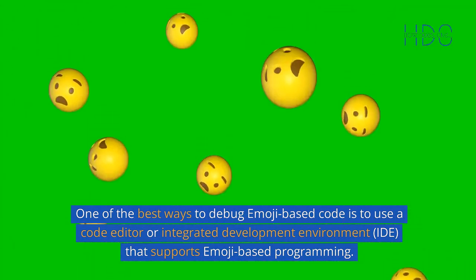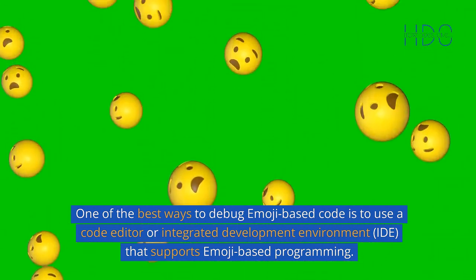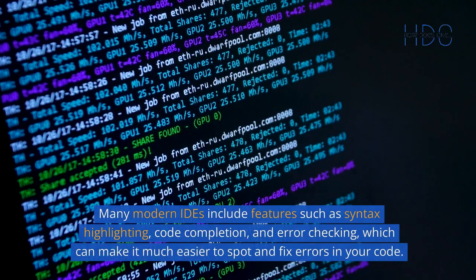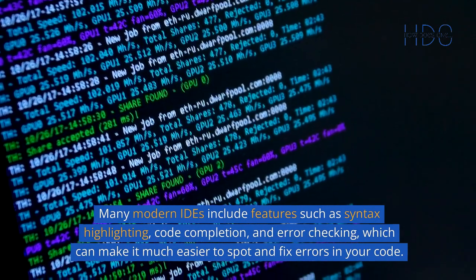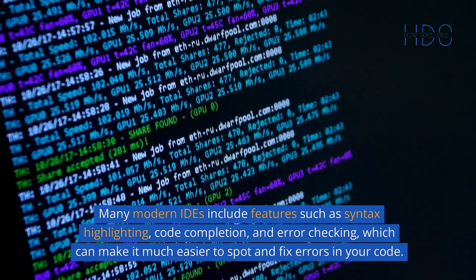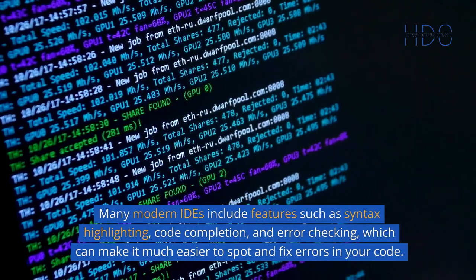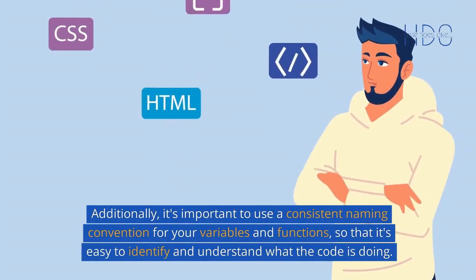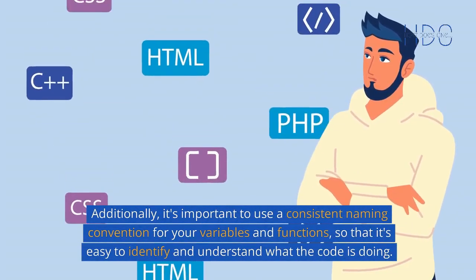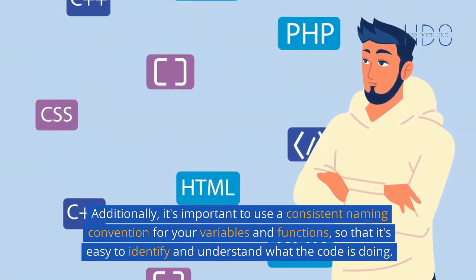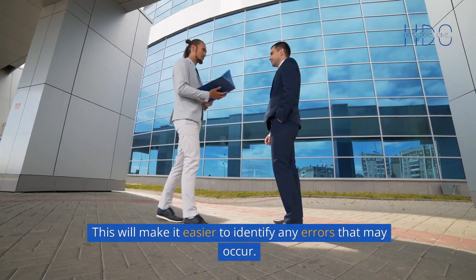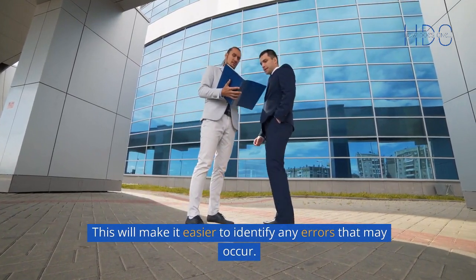One of the best ways to debug emoji-based code is to use a code editor or integrated development environment (IDE) that supports emoji-based programming. Many modern IDEs include features such as syntax highlighting, code completion, and error checking, which can make it much easier to spot and fix errors in your code. Additionally, it's important to use a consistent naming convention for your variables and functions, so that it's easy to identify and understand what the code is doing. This will make it easier to identify any errors that may occur.